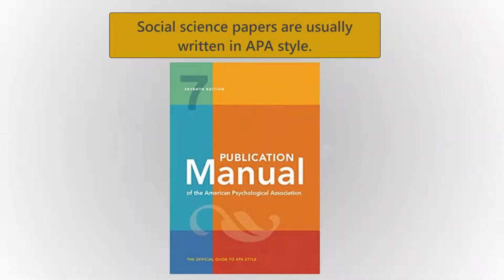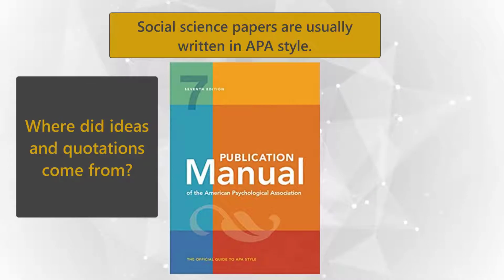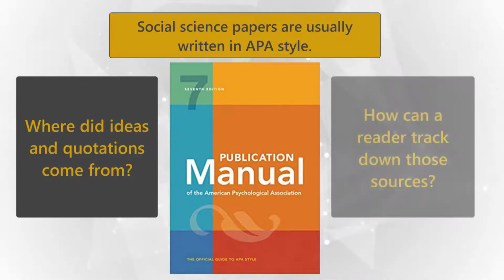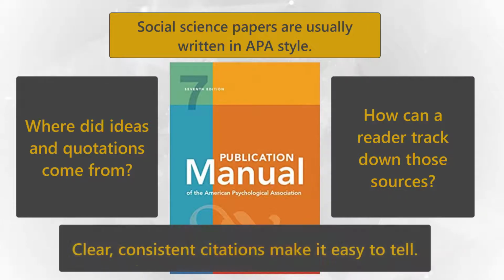A paper for a social sciences class, like a psychology class, will usually need to be written in APA style. It's important for your audience to be able to understand where you got your ideas and quotations, and for them to easily find those sources in order to read them themselves. And therefore, you need to cite your sources in a clear and consistent manner. Let's take a look at how to use citations in APA style.